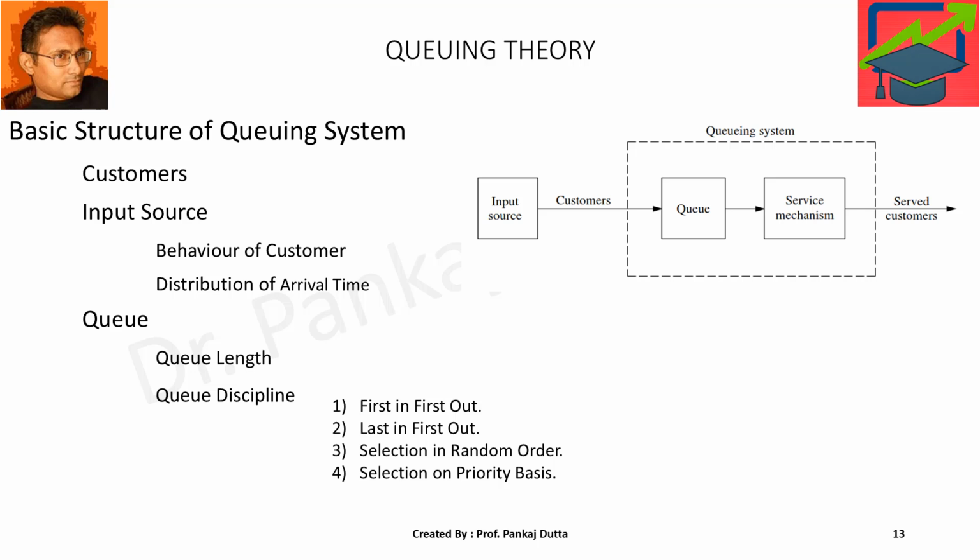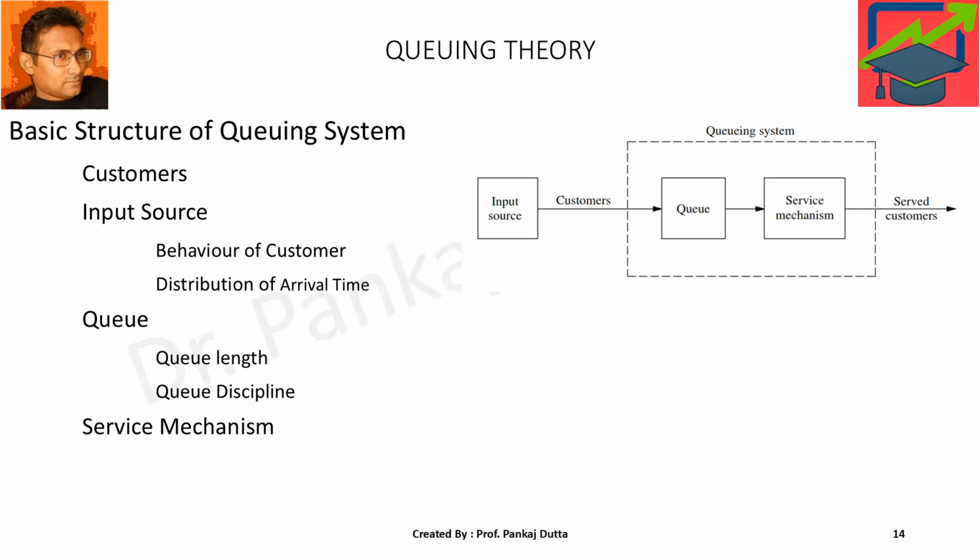An aspect related to queue is queue discipline. The queue discipline refers to the order or the rule according to which customers from a queue are selected for service. The most commonly used rules of selection are first in, first out, or first come, first served; first in, last out; selection in a random order; and selection on a priority basis. All of these are quite self-explanatory, so I'm not going into detail of these rules of selection. The point that we need to remember is, unless otherwise stated, the implicit assumption of a queuing model is first in, first out, or first come, first served.